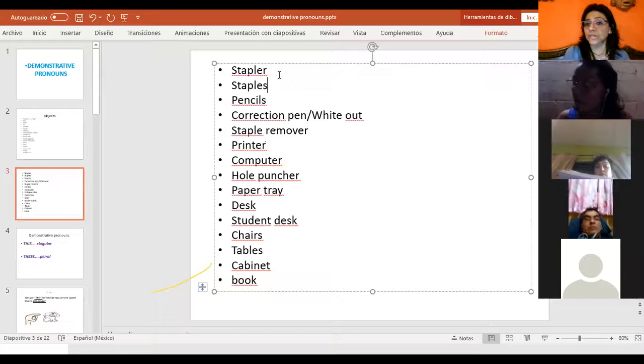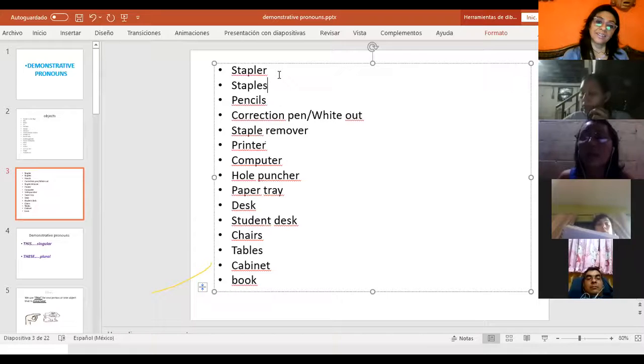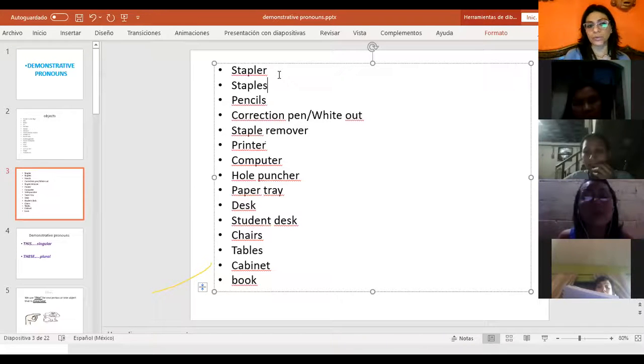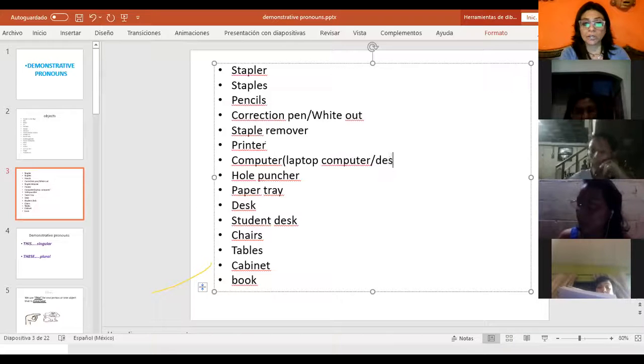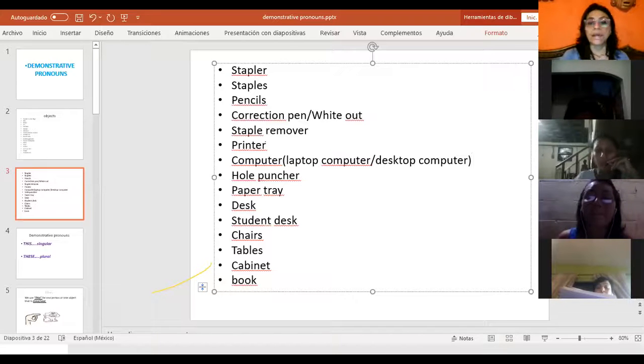Printer. We understand printer. Yes. Okay. Computer? Sí. Printer es la impresora, ¿verdad? Computer? All right, yes. We understand computer. Y cuando decimos computers, podemos tener dos. Podemos tener a laptop. Y podemos tener desktop. De escritorio. All right, podemos tener dos. Now we have tablets also, all right?